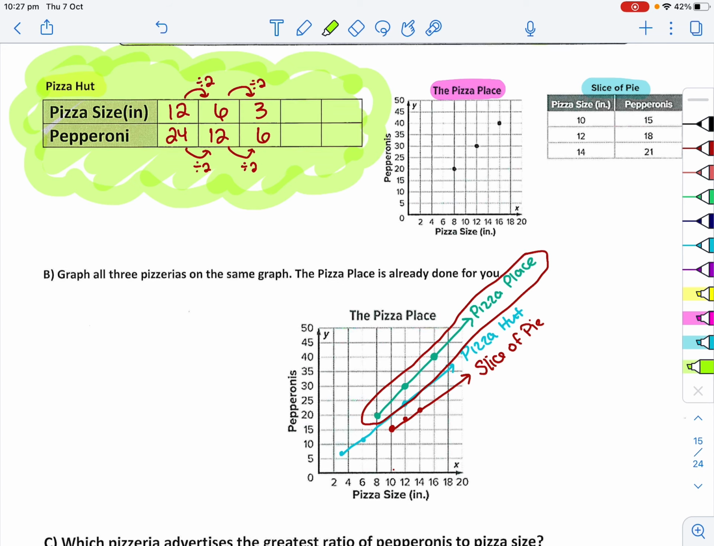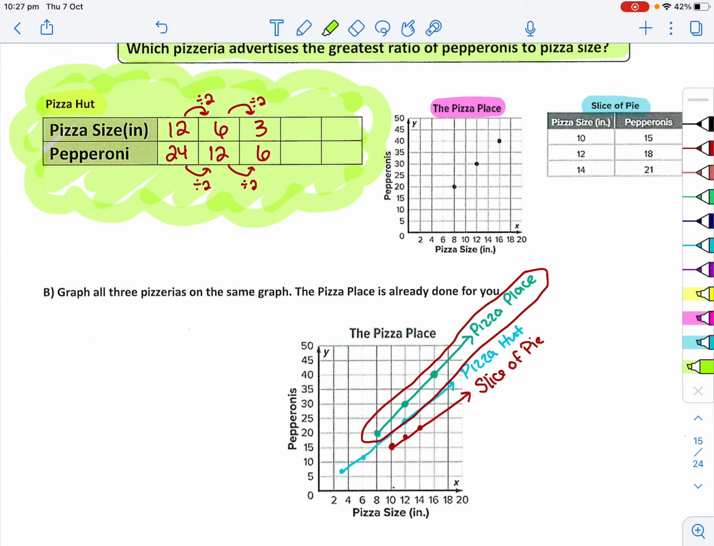Okay. We are going to practice comparing these ratios. So you guys are going to do some practice of this on your own today. And hopefully we will feel pretty good about being able to graph and decide which graph is going up at the fastest rate.